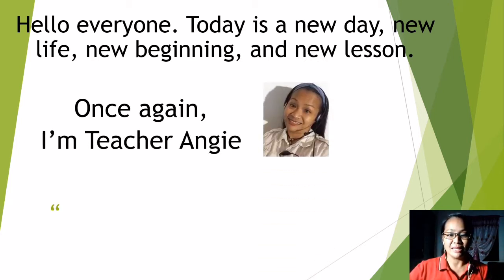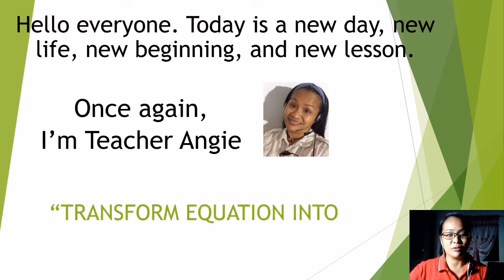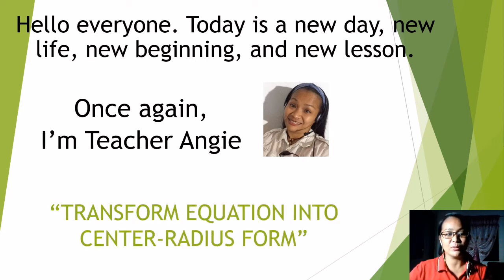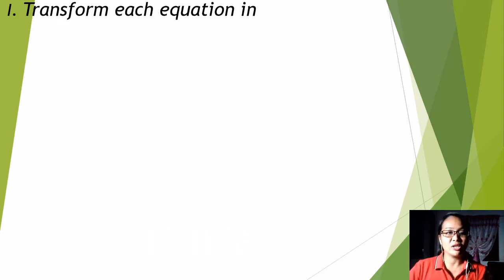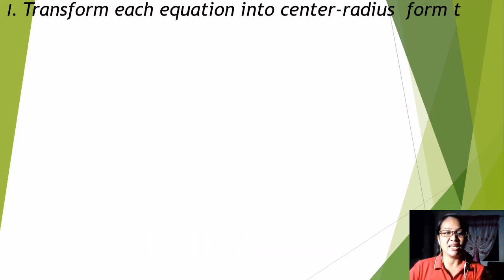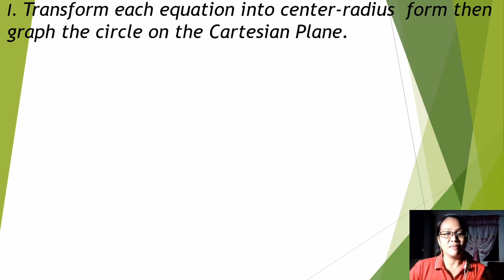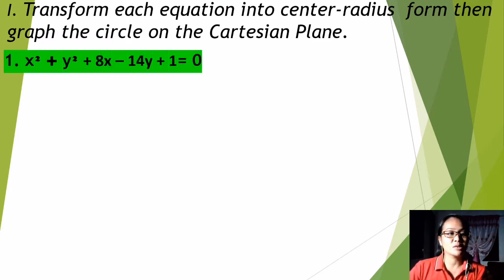Our lesson for today is about transforming equations into center-radius form. Transform each equation into center-radius form, then graph the circle on the Cartesian plane. So for number 1, x squared plus y squared plus 8x minus 14y plus 1.